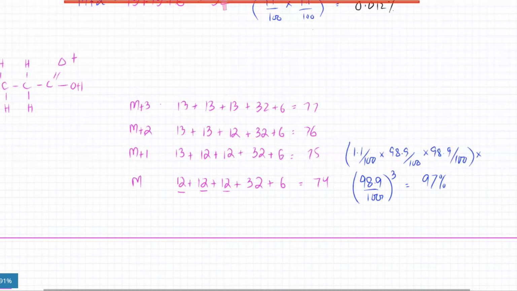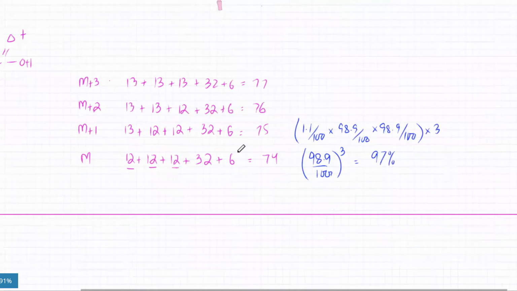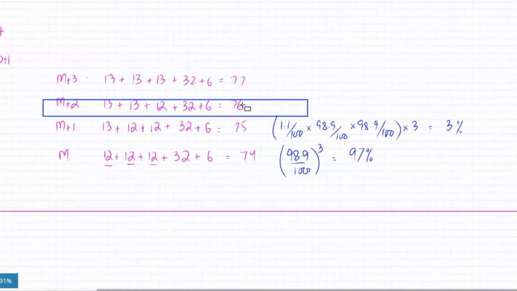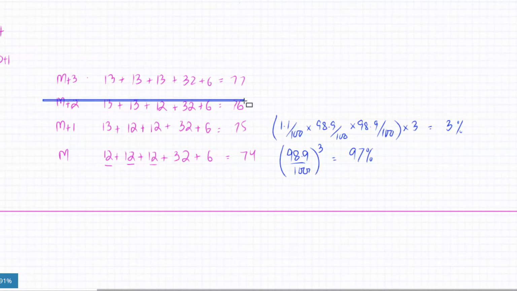And into 3, because there would be 3 separate events. Either the first one is 13, or the middle one is 13, or the last one is 13. So if you round this off, that would come out to be approximately 3%. Okay? These other two would be hardly detectable. I mean, you can do the math, but they would hardly be detectable.